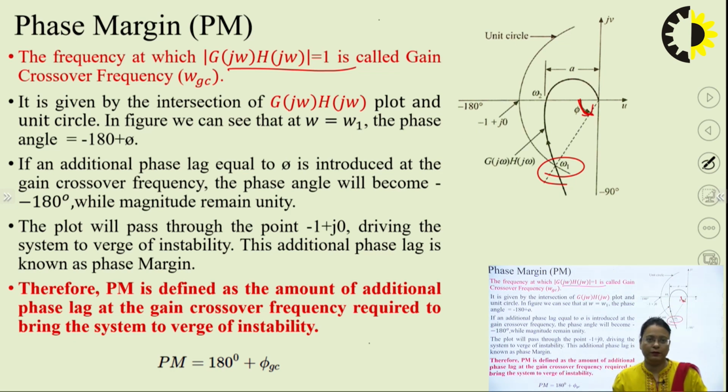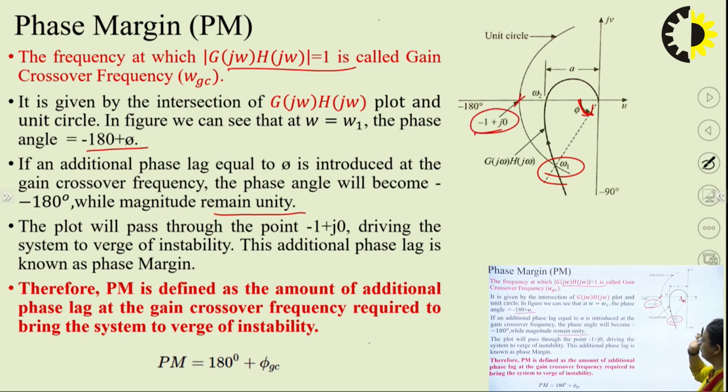If we add another angle, let us say phi, at the gain crossover frequency, the phase angle at gain crossover frequency is minus 180 degrees plus phi. Now, I am adding another angle, let us say phi, to this angle, then the phase angle remains only minus 180 degrees. So, the magnitude will remain unity, and the plot will pass through the point minus 1 plus j0, which will again drive the system towards instability.